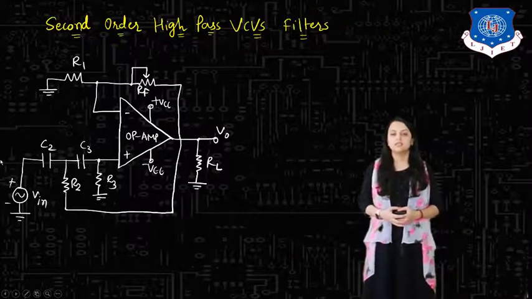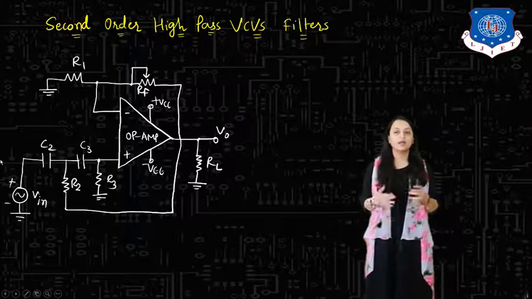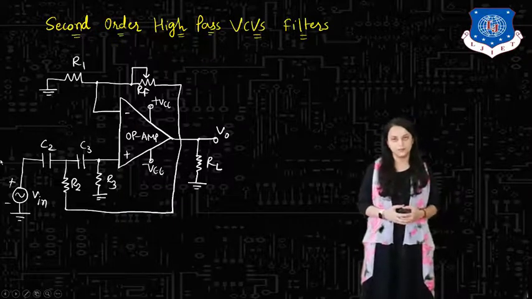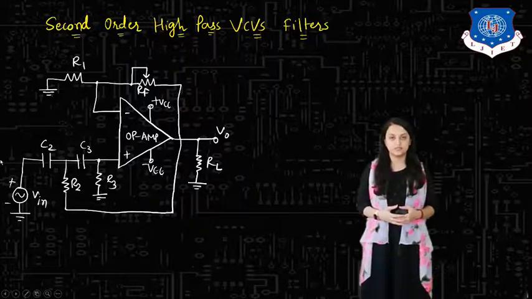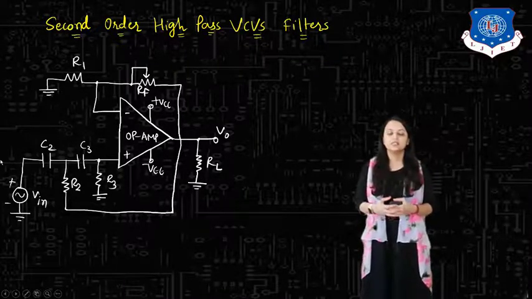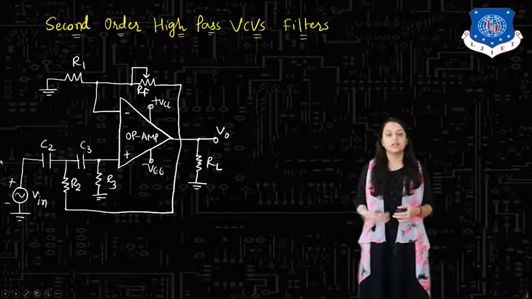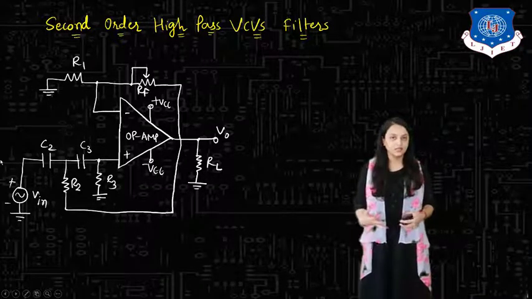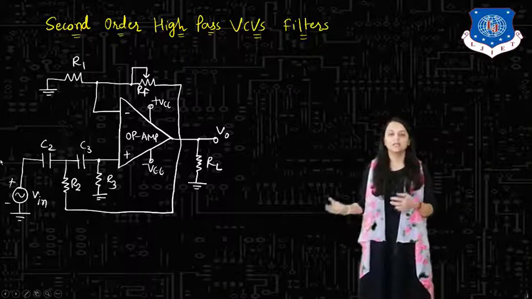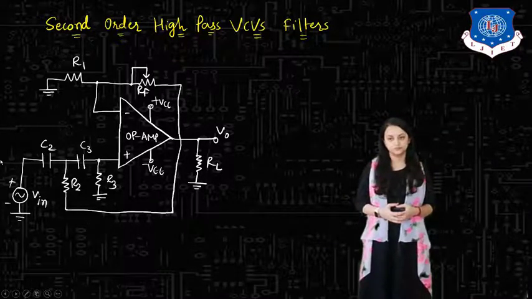Now let us see the next one, that is second order high pass VCVS filters. Till now we have seen the second order low pass VCVS filter, and as it was a low pass filter we have connected resistances directly to the source. For a high pass filter we are connecting capacitors to the source.